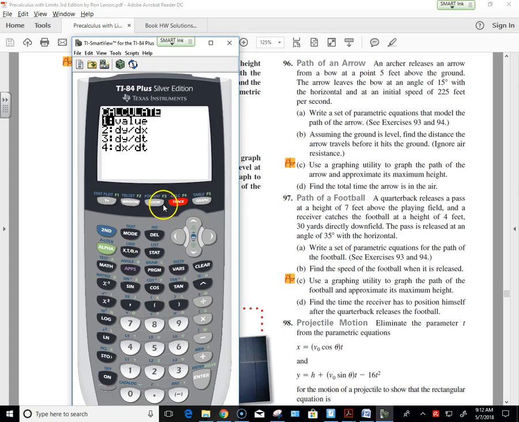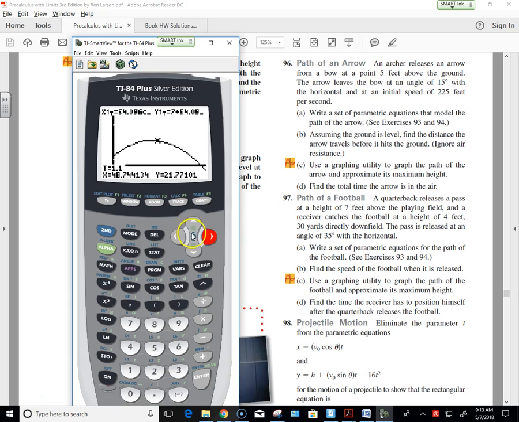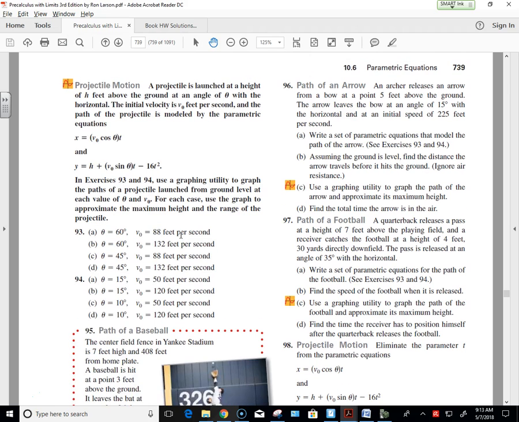Oh, approximate. Okay, approximate. They knew that the parametric mode doesn't actually find maximum. So approximate, what do you guys think? It looks like 21-ish? 22-ish? Yeah, 21.9. Yeah, I'd say 22-ish. That looks good. 22-ish. It says approximate.